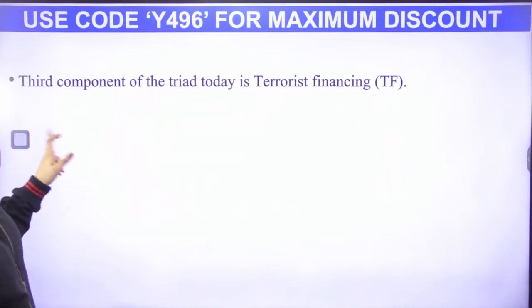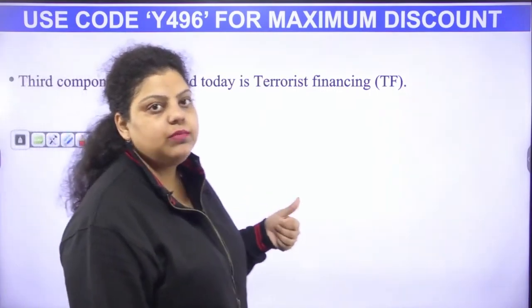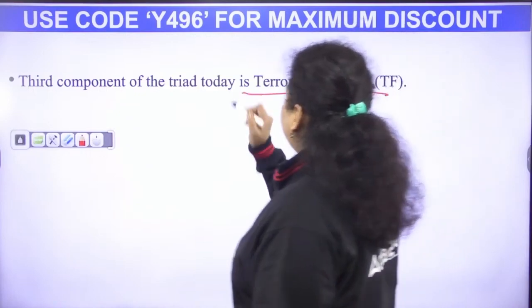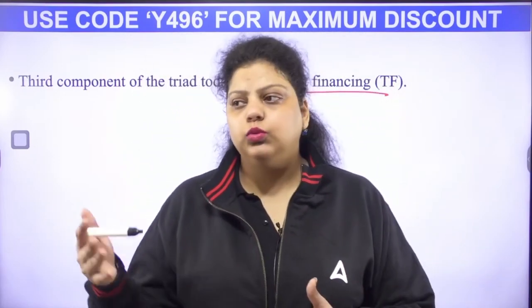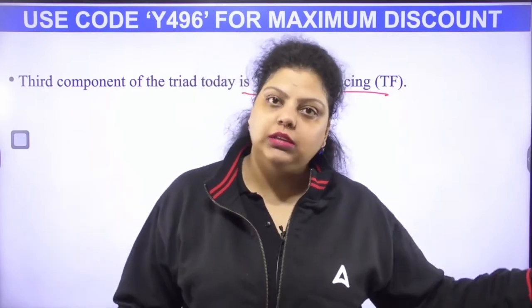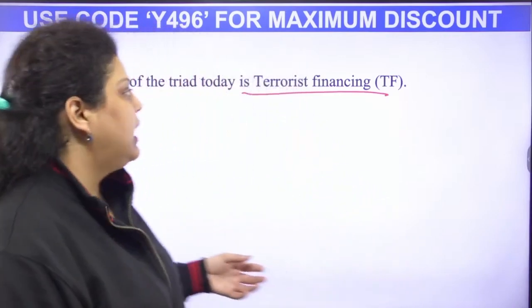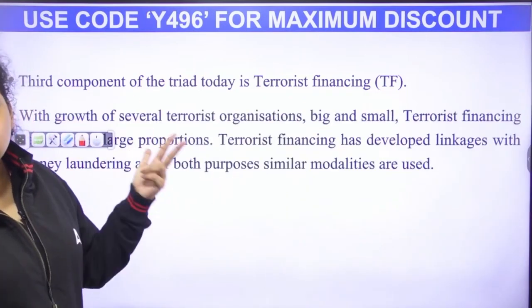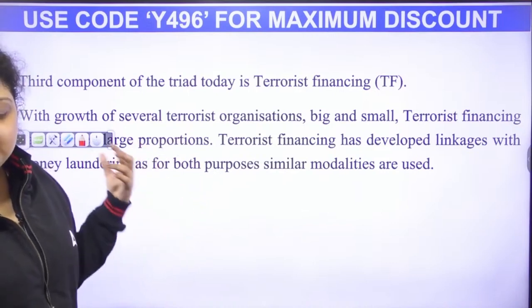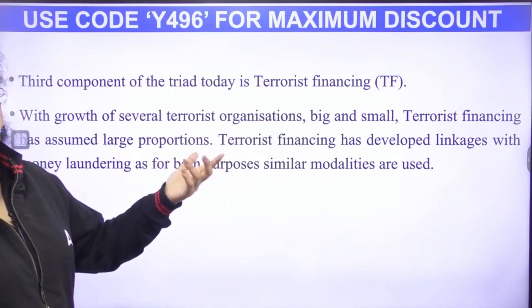Okay, now the third component is terrorist financing. So first we have criminal activities, we have financial crimes, then we have terrorist financing as well. For terrorism, people use the financial system to share funds with each other, to transfer funds from one place to another, and to collect funds from various investors who want to invest in this kind of activity. That is known as terrorist financing. All these are ways by which you earn black money, and all of it has to be converted into white money by money laundering.